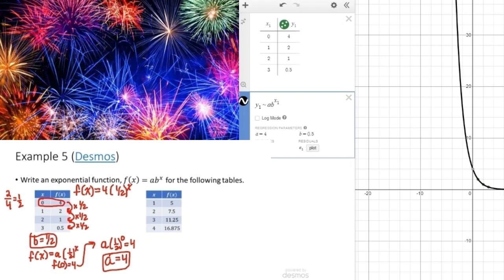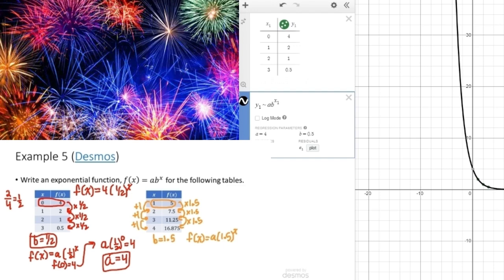Taking a look at the next table, we saw this table in the previous example. Recall that every time our x coordinates increase by 1, our function value changes by a factor of 1.5, meaning to go from 5 to 7.5 to 11.25 to 16.875, we had to multiply by 1.5. So here, b would be 1.5. From this, we know so far that f of x is equal to a times 1.5 raised to the x power. But we still need to figure out the value of a.